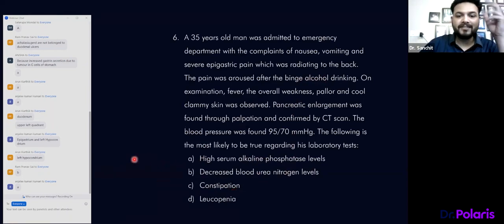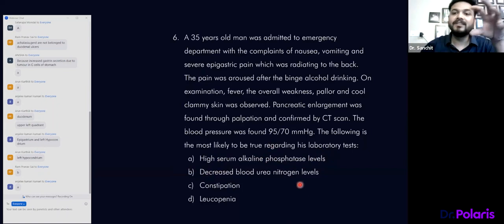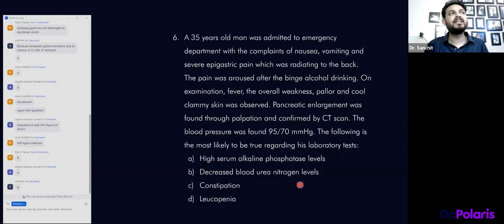Okay, now I'll first come back and correct. High serum alkaline phosphatase levels is the right answer. So whoever answered A, absolutely right. Why? Whenever there is pancreatic enlargement or pancreatitis, it is associated with the release of a lot of enzymes into the circulation. One such enzyme released into the blood circulation is alkaline phosphatase.